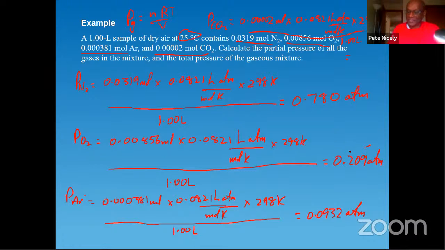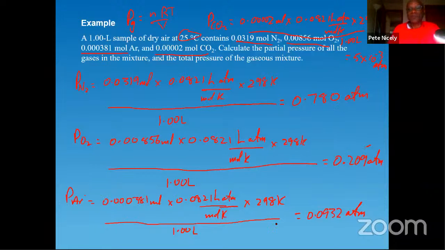Okay, so according to my calculations, hold on, something is not looking right here. Let me try this again. 0.0002 times 0.0821 times 298. Okay, so that is right. According to my calculation, the answer is how many sig figs? Okay, so this is 1 sig fig. So this is going to be 5 times 10 to the minus 3 atmospheres.